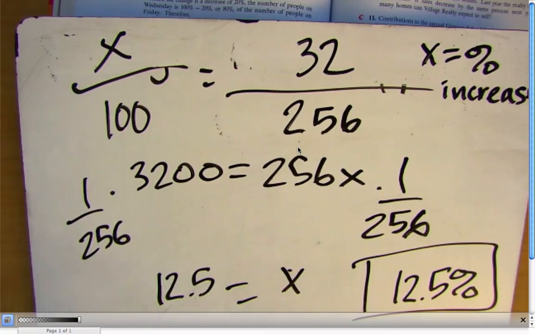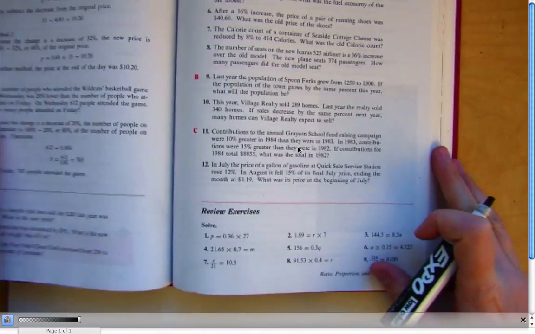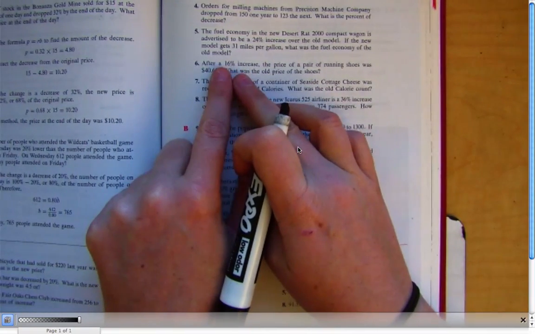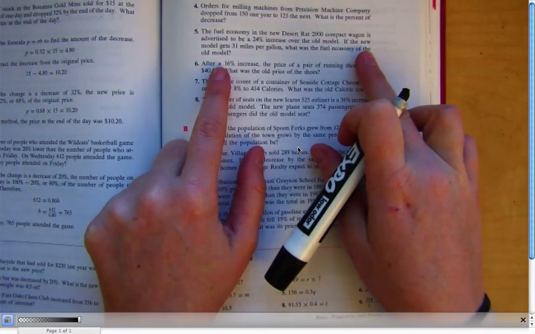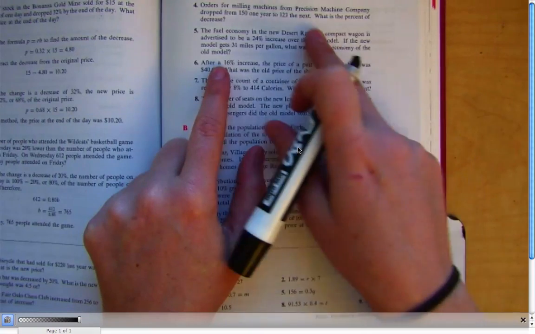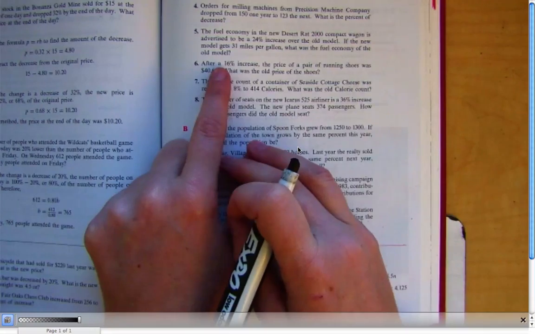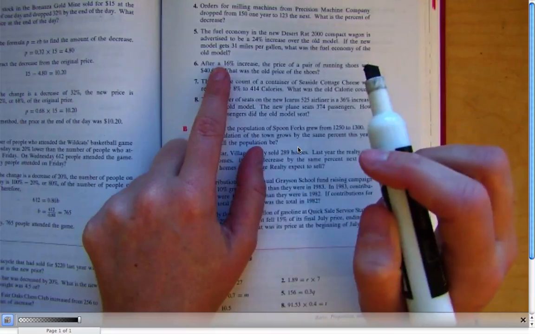All right, let's try another one. The tricky part about these ones is there's just a lot of pieces, and it's figuring out what piece goes where. Sometimes you have to subtract, sometimes you have to add later, subtract later, all sorts of things. So there's a lot of moving parts here. All right, so let's look at number 5. It says the fuel economy in the new Desert Rat 2000 compact wagon, so really long name for a car, right? But they're trying to confuse you, give you some numbers, but whatever, that doesn't matter. It is advertised to be a 24% increase over the old model. If the new model gets 31 miles per gallon, what was the fuel economy of the old model?